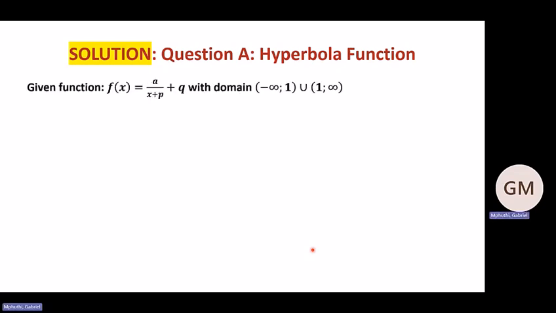Now we are given the function f of x and with this domain. Now, what's the meaning of this domain? It means 1 is excluded in our domain. So our x cannot be 1, but it's all the values that are less than 1, excluding 1, and all the values that are greater than 1. That's the domain of our function.